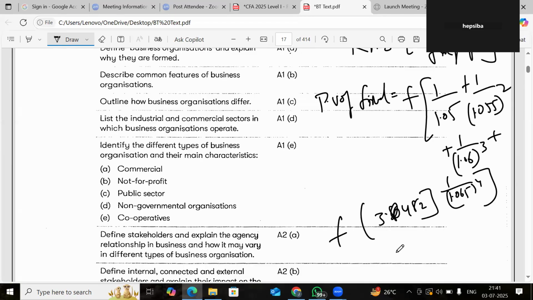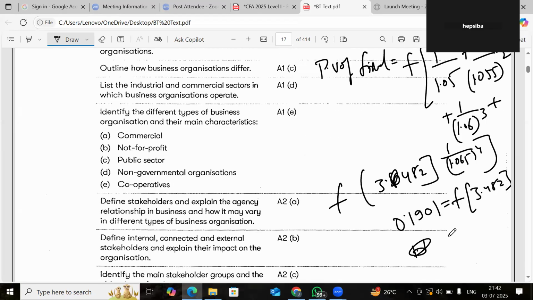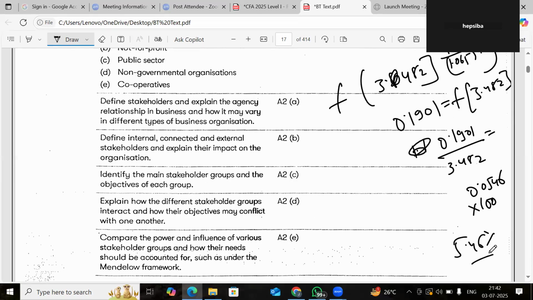Your LHS was 0.1901. RHS is 3.482, divide. You're going to get 0.0546 into 100. 5.46% is your par swap rate. Done. So this is the rate which makes the swap have zero value at the beginning. Okay.